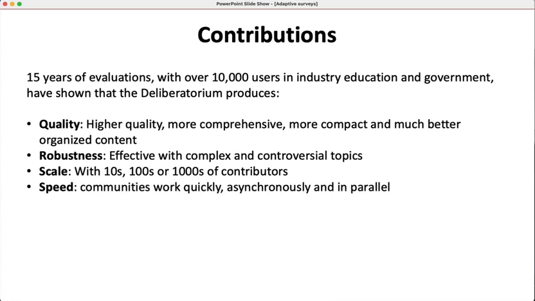And we've also shown that groups can work quickly because they're working asynchronously and in parallel to produce a summary of their collective knowledge much more quickly than what would happen if, for example, you had a set of meetings with the same people.